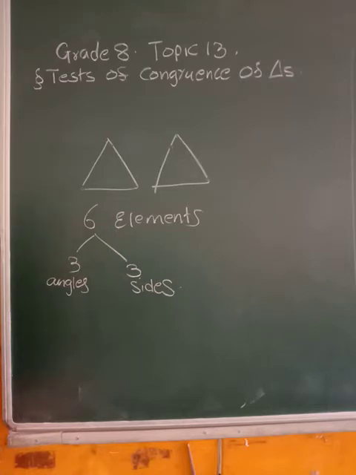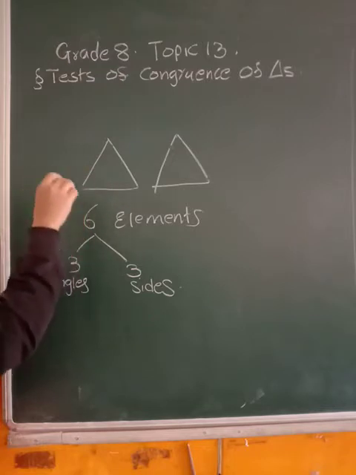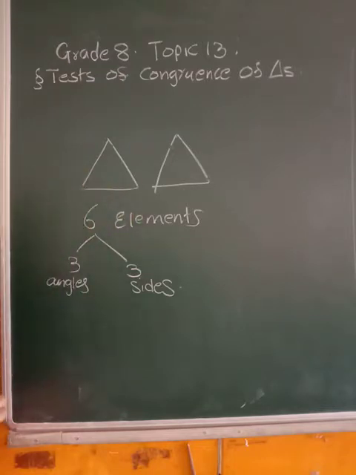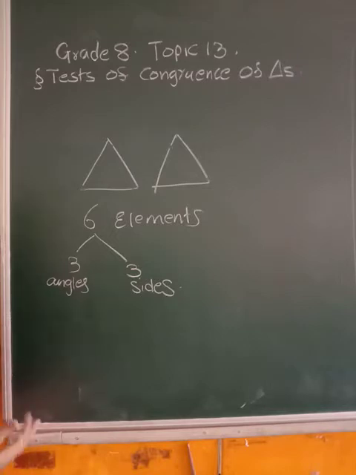It is not mandatory that all six elements of one triangle should be known to be congruent to the corresponding elements of the other triangle, so as to prove that two triangles are congruent. Only three are enough. So let us see which three elements should be known so that we can say yes, these two triangles are congruent. That is given by the tests of congruence. So let us see one by one.